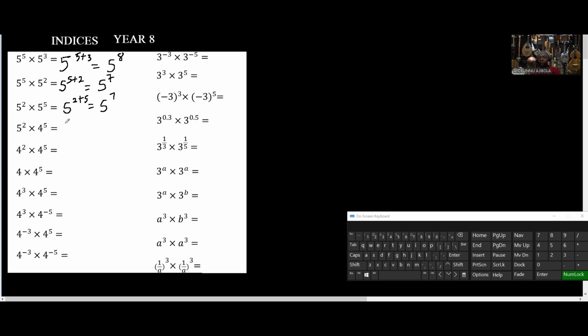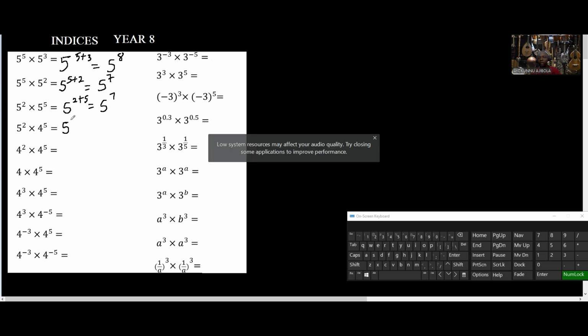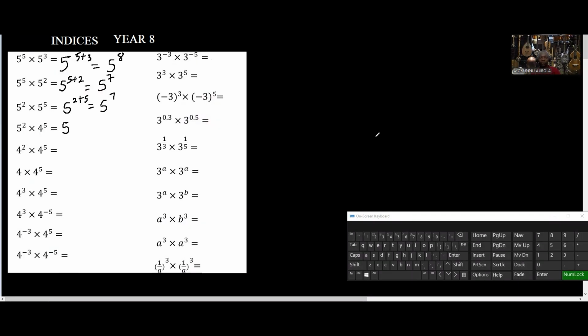And this one, 5 raised to power 2 is not the same as 4 raised to power 5. So definitely we can't use that method. So we still have our 5 square and our 4 raised to power 5. The only thing we can do is to simply say, what does 5 square mean? And that'll be 25.